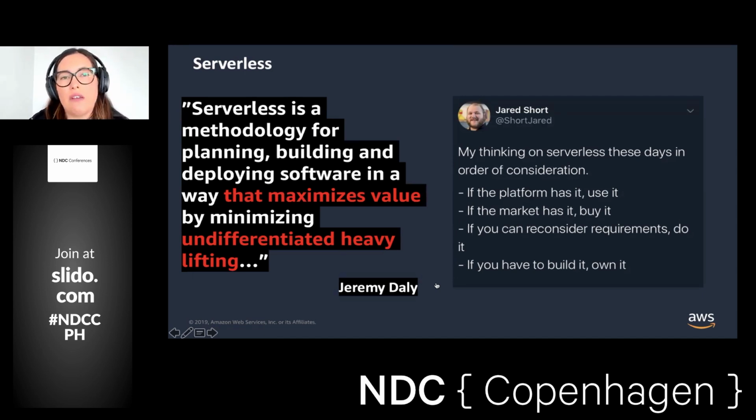Also, Jared Short, another influencer in the serverless world, said that when you're thinking of serverless, you have to think this way. First, if the platform has it, use it. If the market has it, buy it. If you can reconsider your requirements, do it, to adapt to whatever is in the platform or in the market. Sometimes there are applications that cover 80% of your functionalities, the most important part, and you can live without that 20%. You don't need it. So thinking about the requirements helps a lot. And then if you have to build it, own it, have good coding practices, and take it to the end with the best quality that you can.